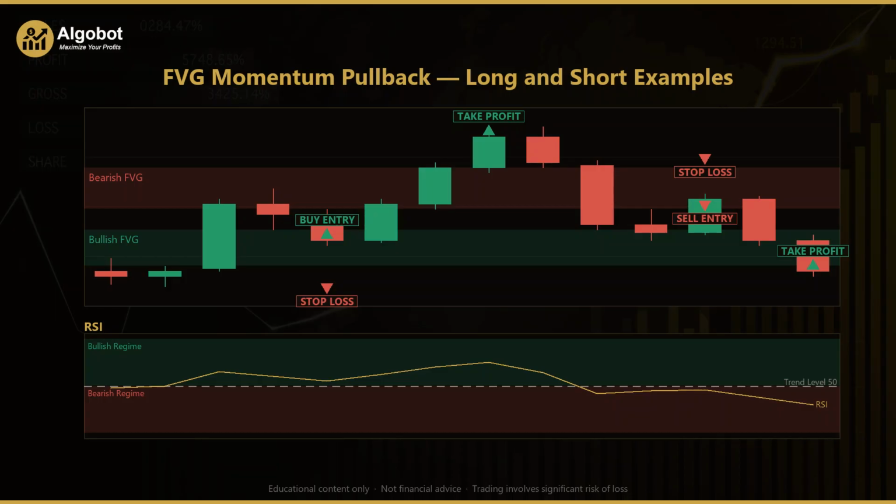Then the continuation plays out to the downside. Sellers take over right where the strategy anticipated fresh supply, and price falls candle by candle, with RSI sinking deeper into the bearish regime. Price reaches the lower take-profit target, and the short trade is complete. 2 trades, both following the same simple idea. Trade in the direction of the displacement, but only on the pullback into the gap, and only while RSI confirms the momentum regime still agrees.